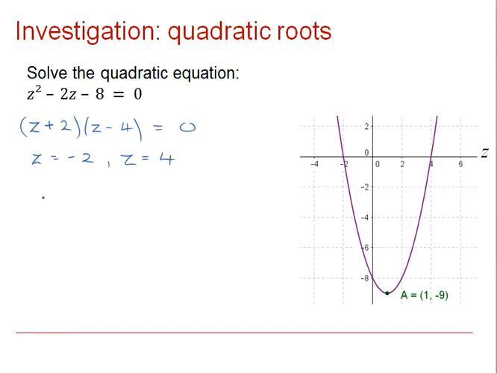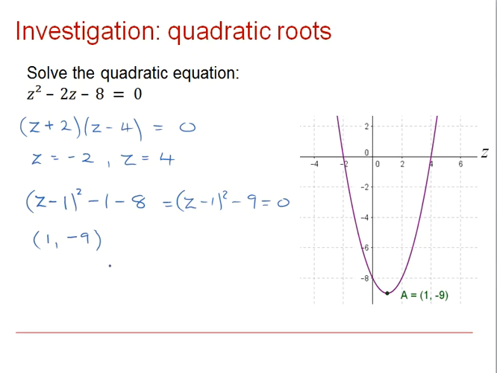An alternative method for solving the equation might have been to complete the square, which would have given us (z minus 1) squared minus 1 minus 8, or (z minus 1) squared minus 9. Again, still equal to 0. This form gives us the vertex or turning point as being at 1 and minus 9.